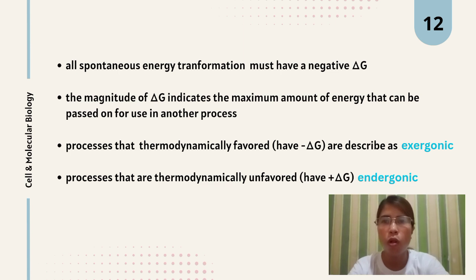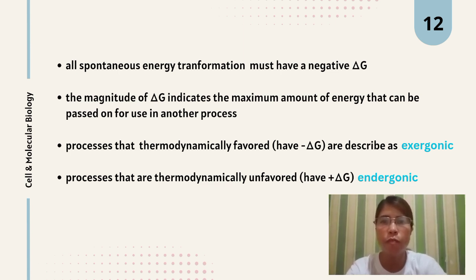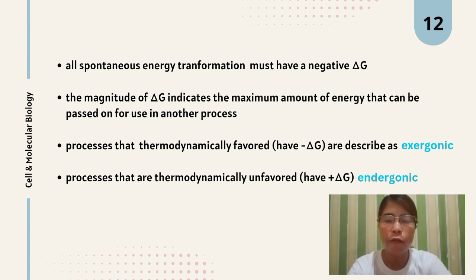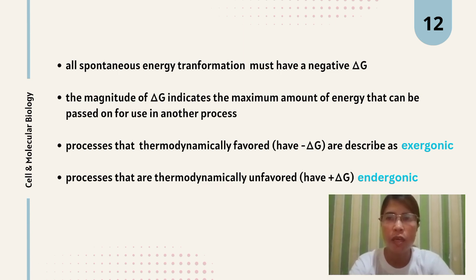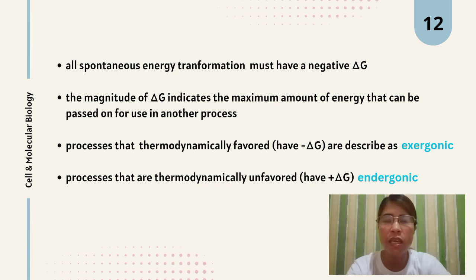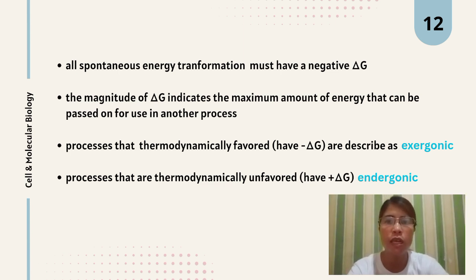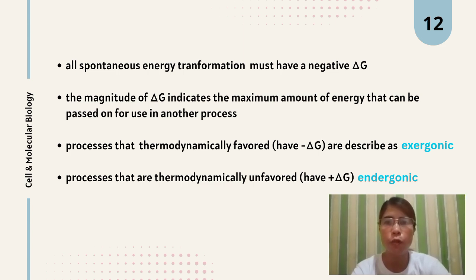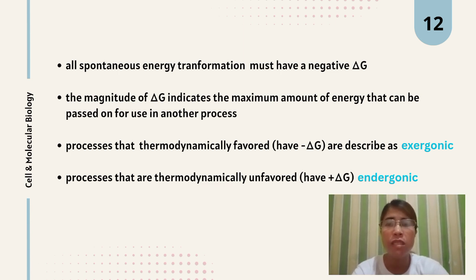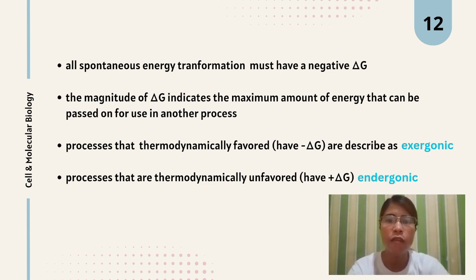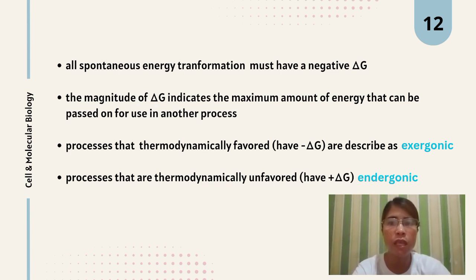So, it says here, all spontaneous energy transformations must have a negative free energy. The magnitude of free energy indicates the maximum amount of energy that can be passed on for use in another process. Processes that are thermodynamically favored have a negative change in free energy and are described as exergonic, and the processes that are thermodynamically unfavored have a positive change in free energy, which is termed endergonic.